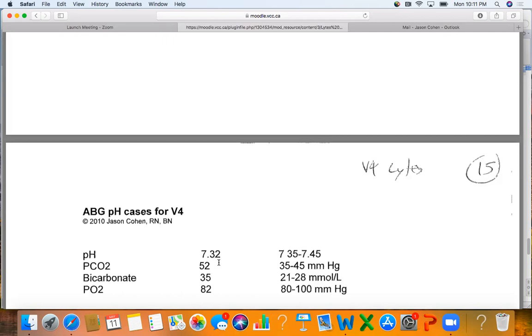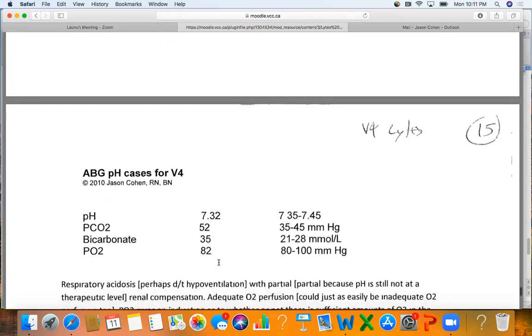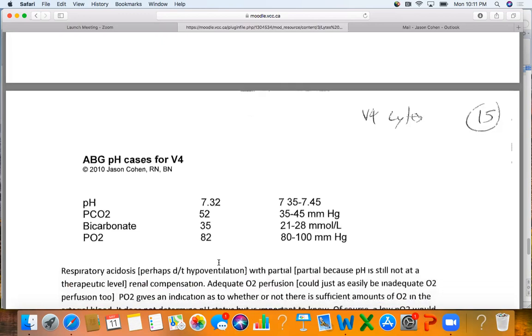So the pH is acidic, the CO2 is acidic, CO2 is a respiratory deal. So we're looking at respiratory acidosis, and it looks like the bicarb is trying to compensate, trying to buffer us back into a more homeostatic state. So we call this respiratory acidosis with partial renal compensation, because bicarb's a renal product.